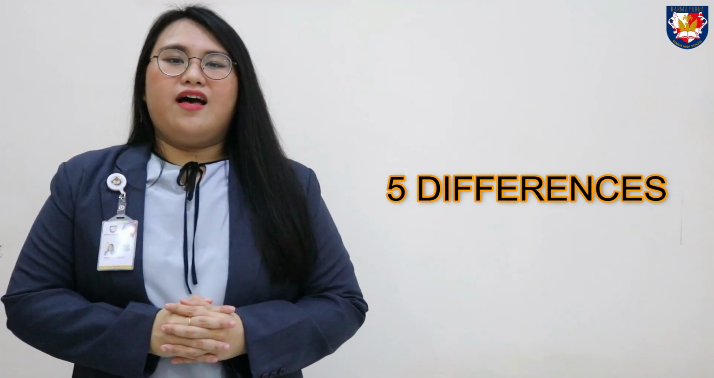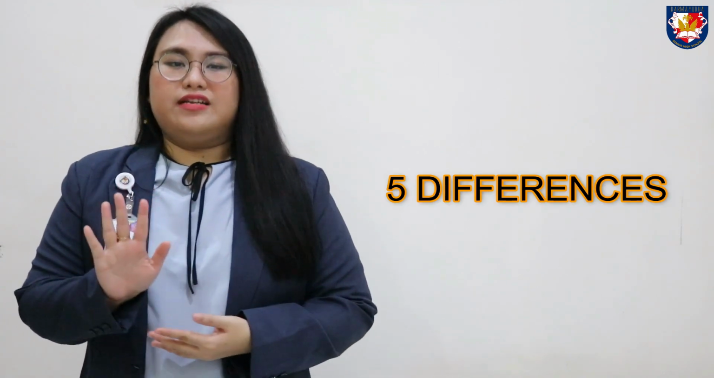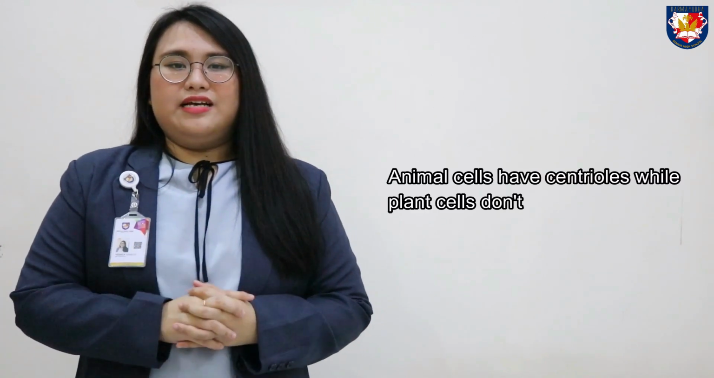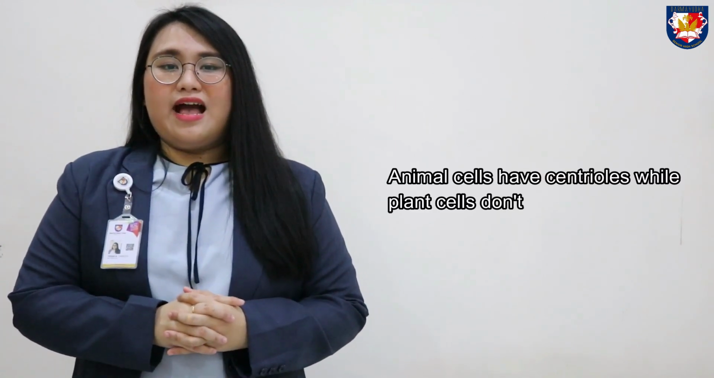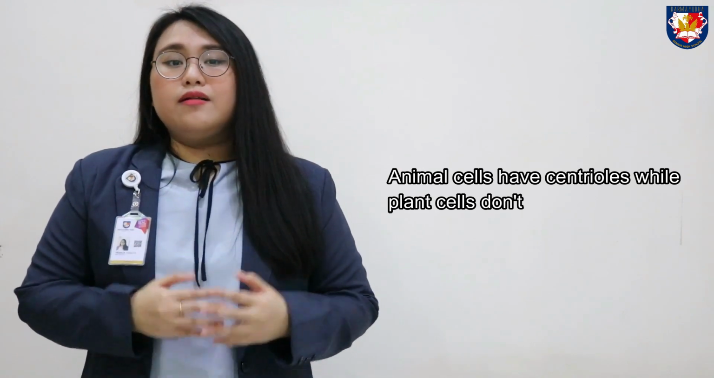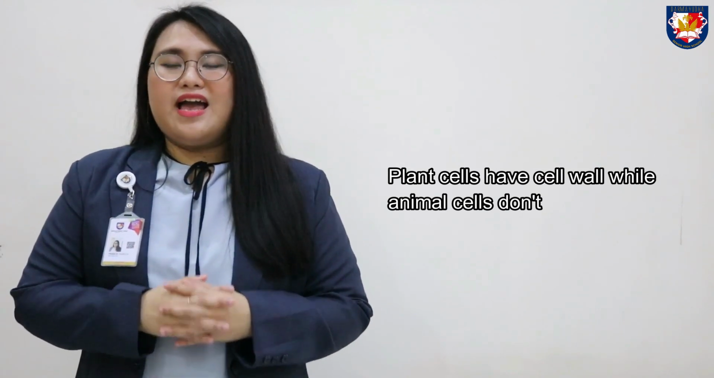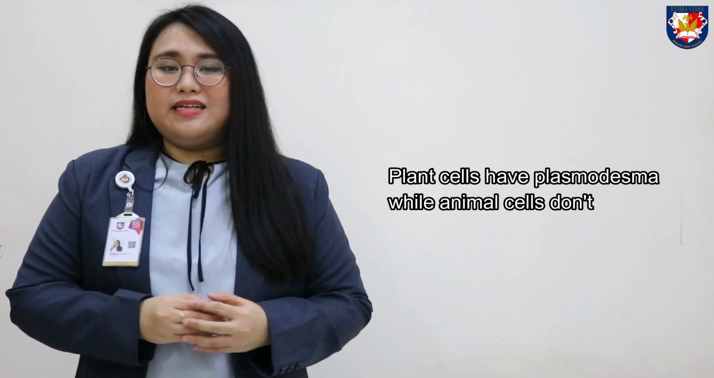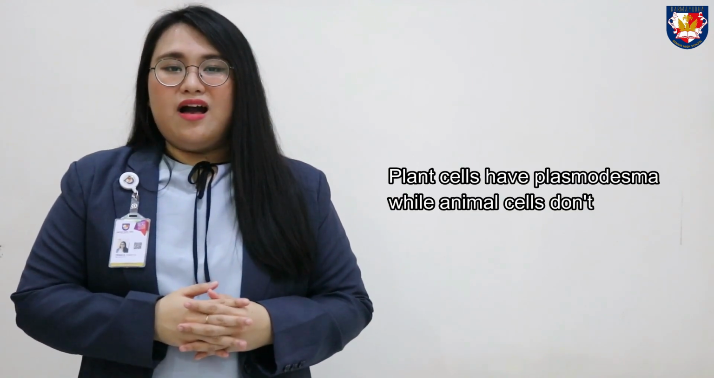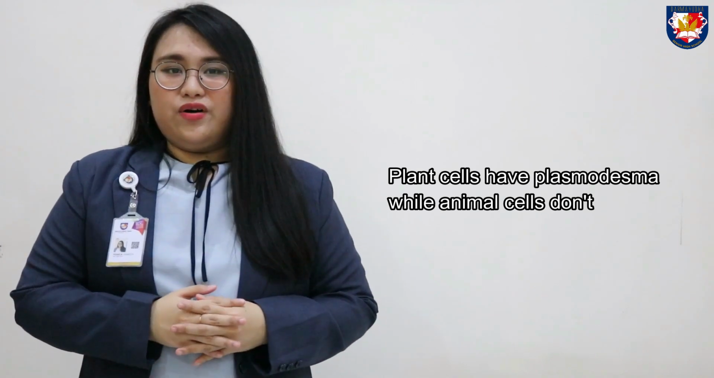So between those two cells, you can see that they have 5 differences. What are they? First, the animal cells have the centriole, while the plant cells don't. The second one, the plant cells have a cell wall, while the animal cells don't. The third one, the plant cells have the plasmodesma, while the animal cells don't.